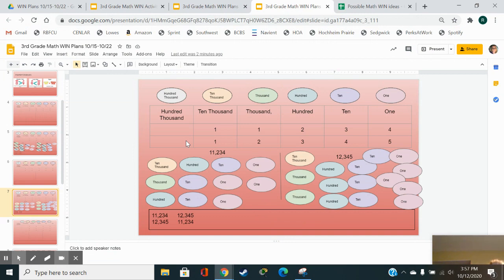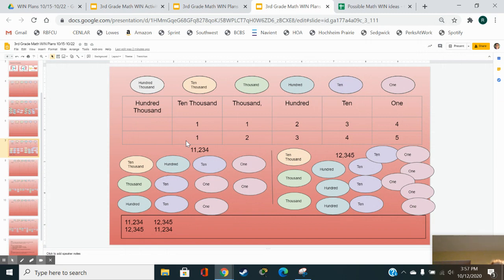I'm going to make my screen a little bit bigger. And then I'm going to go again and I'm going to get a line. I'm going to start at my 10,000s place. So I have 1 10,000 on this side and I have 1 10,000 on this side. Well, that's great, except that doesn't help me decide which number is bigger.